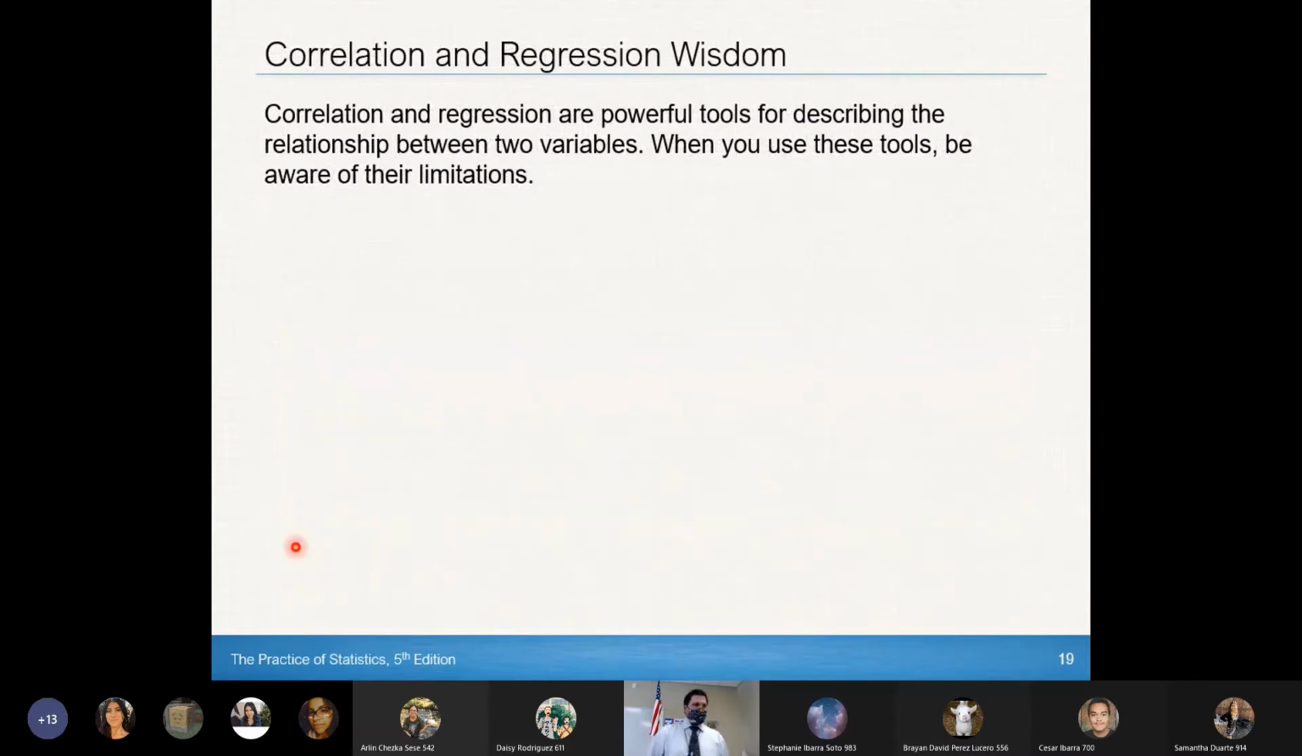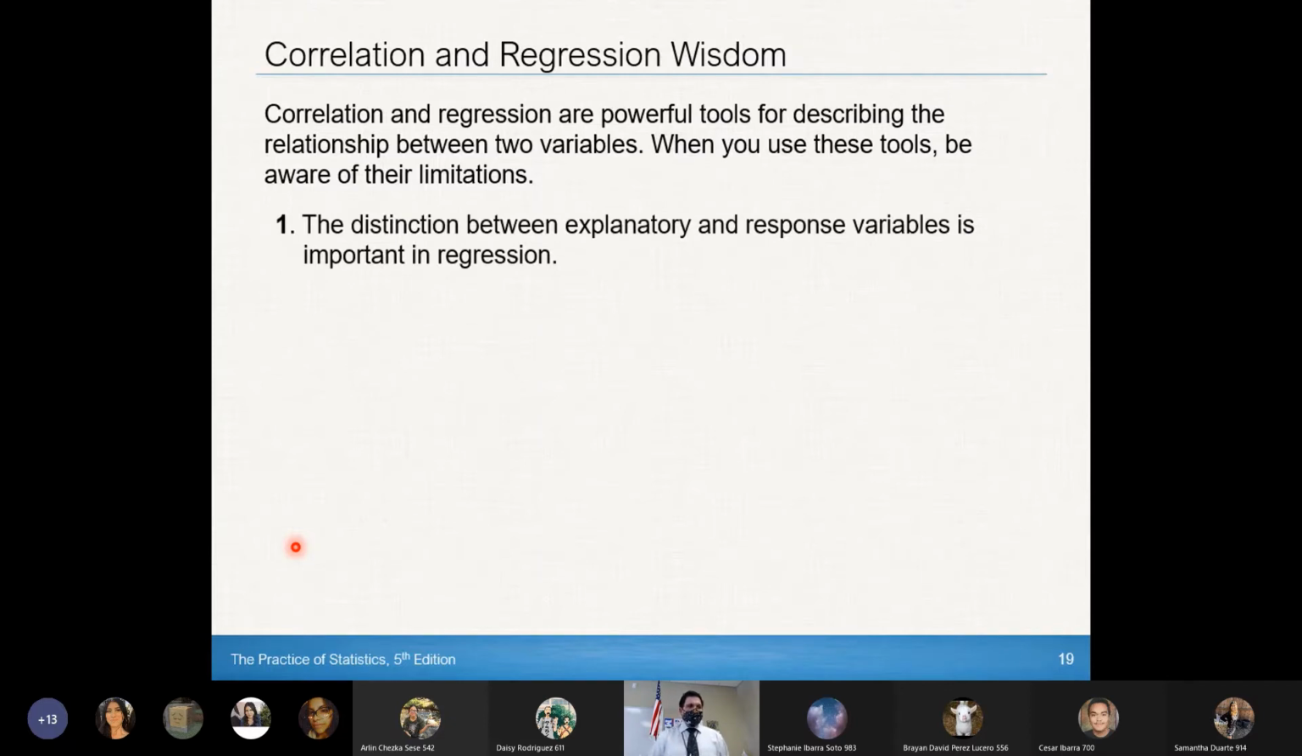Correlation and regression wisdom. Correlation and regression are powerful tools for describing the relationship between 2 variables. When you use these tools, be aware of their limitations. The distinction between explanatory and response variables is important in regression.